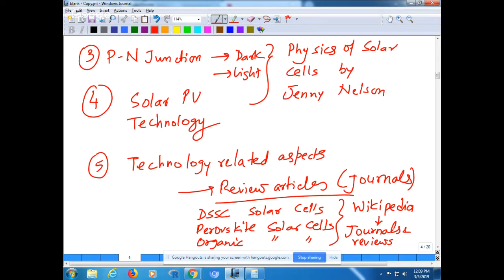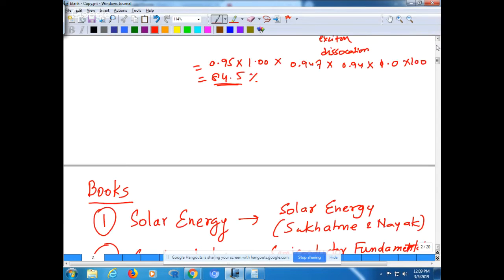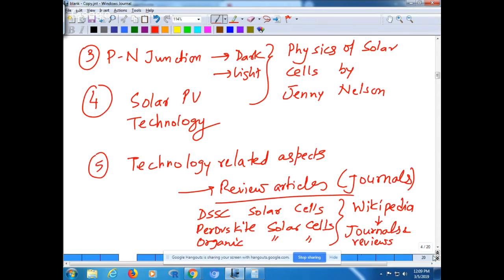So these are a few books which I had recommended. The first one is on solar energy, Sukhatme and Nayak. That is for solar energy fundamentals. For semiconductors, I would say Semiconductor Fundamentals Volume 1 and Advanced Semiconductor Fundamentals Volume 6 by Robert Pierret. If you don't have this available, then Electronic and Magnetic Properties of Materials by Rolf Hummel, which is a very good book, or any other book that can teach you semiconductors. So it's not necessarily these 2 books; any book that you can find in your vicinity. Then for PN junctions and solar cells, you can read Physics of Solar Cells by Jenny Nelson.